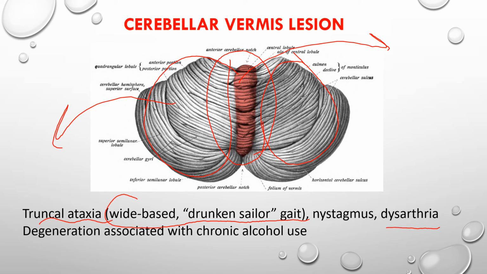Whereas in cerebellar hemispheres, we have seen that the patient suffers from ataxia or intention tremor in the limbs that are laterally located. So cerebellar hemispheres, being laterally located, affect lateral limbs, whereas the vermis, being centrally located, affects the central body or the trunk. This is very important. Please remember this. And the degeneration of the cerebellar vermis is associated with chronic alcohol use.